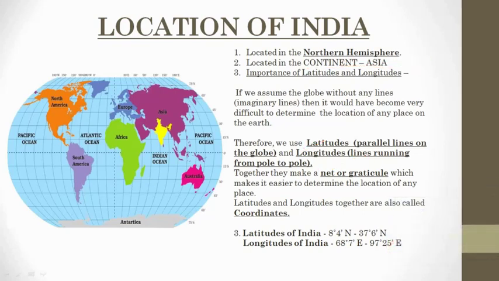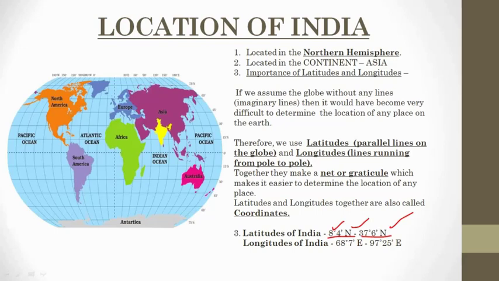As you can see here, the latitudes of India read as 8 degrees 4 minutes north to 37 degrees 6 minutes north. Now two things to learn here. What are these degrees, and why is north mentioned in the latitudes of India? Let us try to understand the concept.